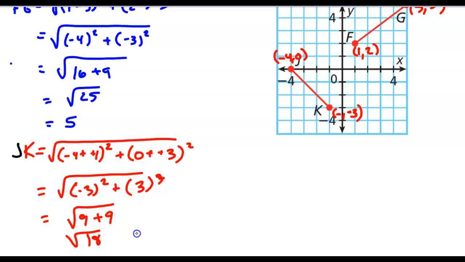The square root of 18 is a little bit bigger than 4, so we'll call it 4.1. I don't have the calculator pulled up. We'll say it's about 4.1 if you want. You can pull the calculator up and do that. The big thing is, are they going to be congruent? No. One of them is 5, the other one's 4.1. They are not congruent.